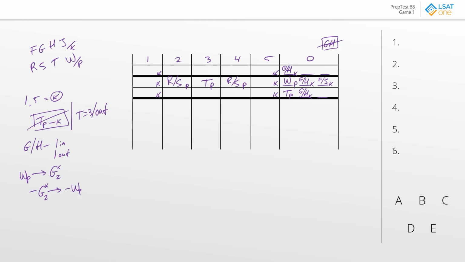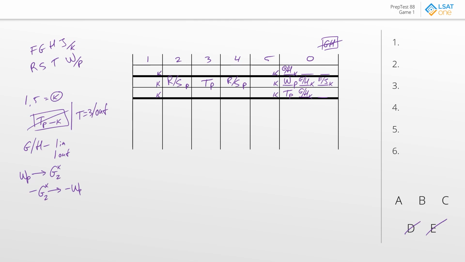So first rule was that 1 and 5 will have to be kittens, and those are F, G, H, and J. So A looks fine, B looks good, C looks good, D is good, E has taffy in the first position, so that certainly does not work. Next, T is not supposed to go next to any of the kittens, so let's take a look. Answer choice A doesn't have a T, so we're fine. B has T next to puppies, we're good. C has T next to puppies, we're good.